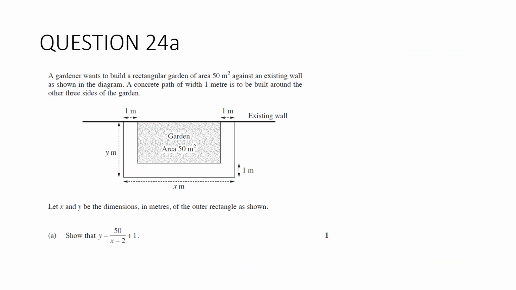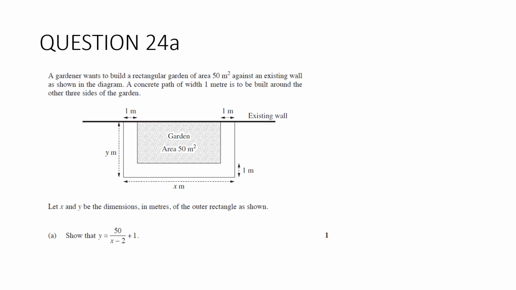Question 24a. A gardener wants to build a rectangular garden of area 50 square metres against an existing wall as shown in the diagram. A concrete path of width 1 metre is to be built around the other 3 sides of the garden. Let x and y be the dimensions in metres of the outer rectangle as shown. Part A, show that y is equal to 50 divided by x minus 2, plus 1.